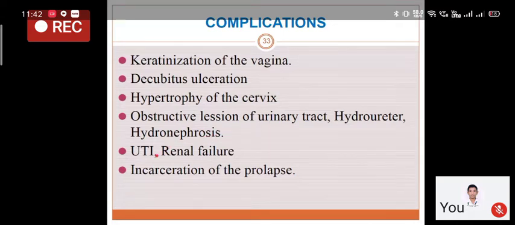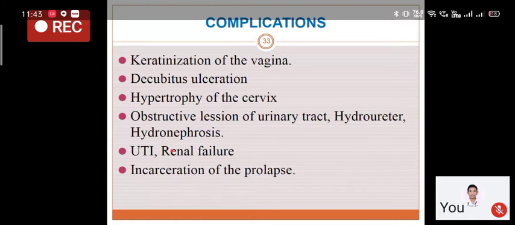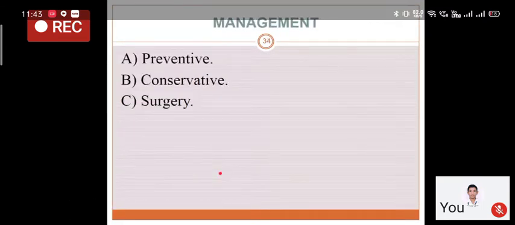Then the patient can have recurrent urinary tract infection, which can lead to renal failure. And sometimes there is incarceration of the prolapse also. Okay, these are the complications: keratinization of the vagina, and most commonly decubitus ulceration, hypertrophy of the cervix, and in severe prolapse like procidentia, hydroureter and hydronephrosis because of severe kinking of the ureters, or recurrent urinary tract infection, renal failure, or incarceration of the prolapse.